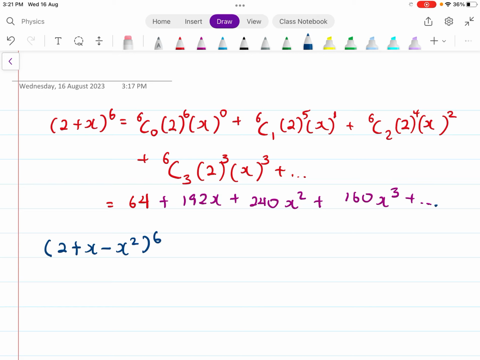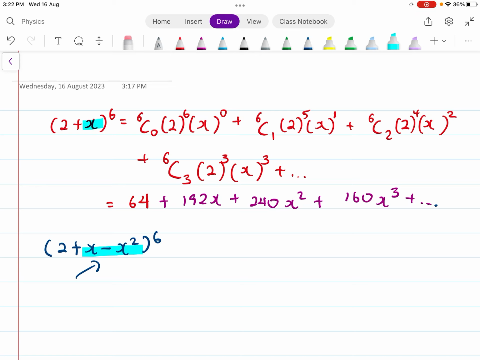Then they tell us, hence obtain the coefficient of x squared in the expansion of this thing. You can see that there's a three-term expression, and normally we do not expand three terms directly. So that's where we need to use the hence part. So how do we do this? Very simple. First thing, we just need to make this thing to be in terms of x.